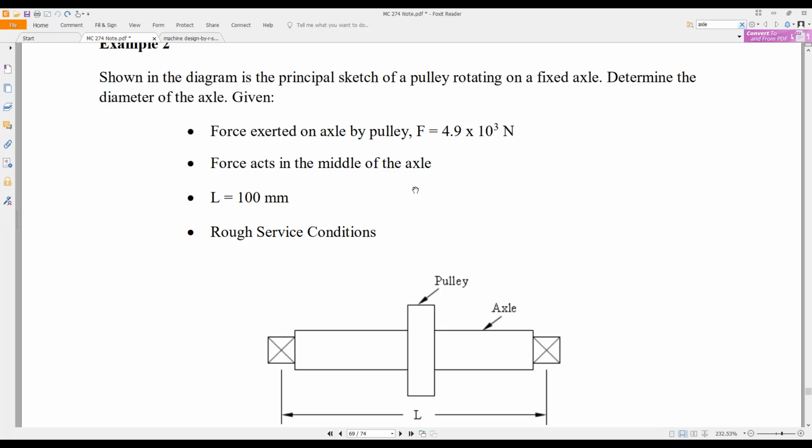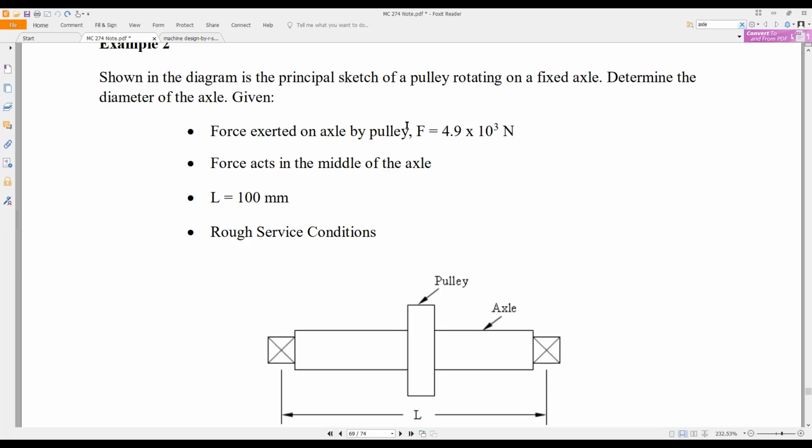Okay, so it says that an axle 1 meter long, supported in bearings at each end, carries a flywheel weighing 30 kilonewtons at the center. If the bending stress is not to exceed 60 megapascals, find the diameter of the axle.